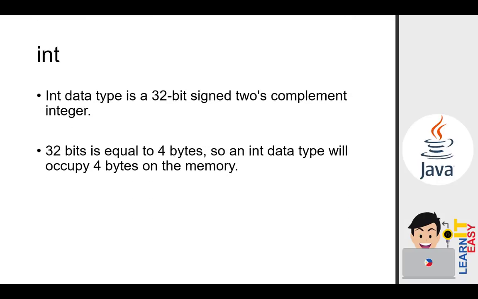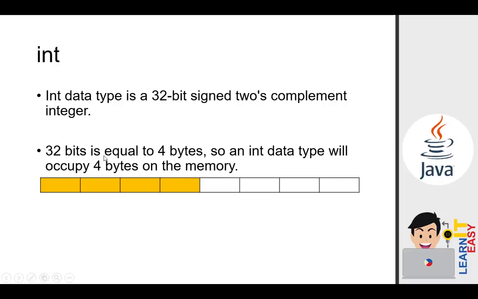Next, we have the ever-famous int. Int data type is a 32-bit signed 2's complement integer. 32 bits is equal to 4 bytes. So, an int data type will occupy 4 bytes on the memory. So, for example, again, we have the memory cell analogy. At pag nag-declare ka ng int, automatically, it will occupy 4 spaces doon sa ating memory cell.